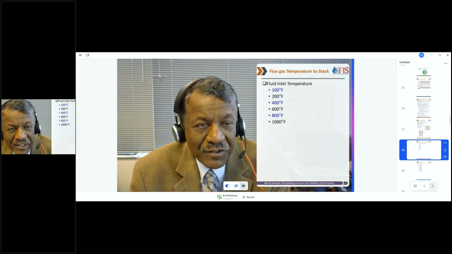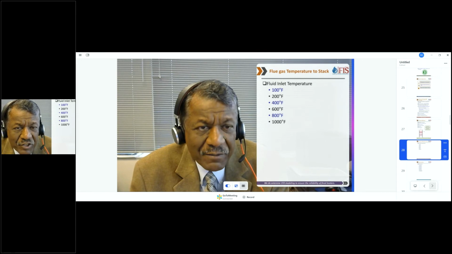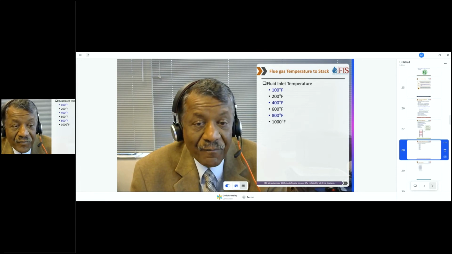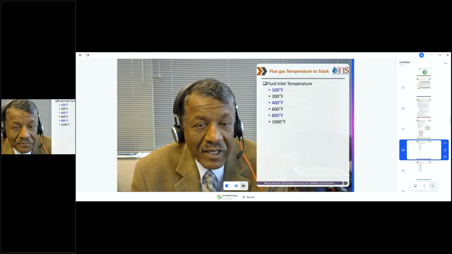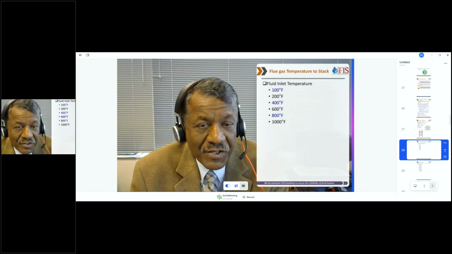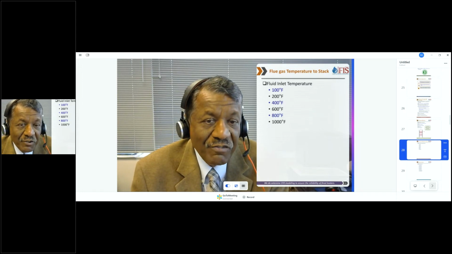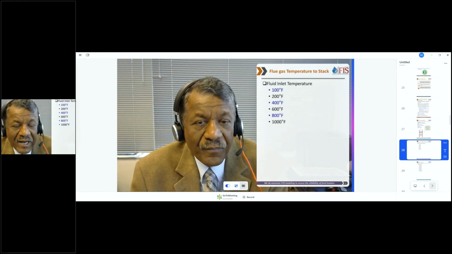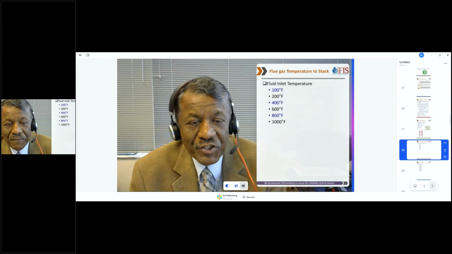And there are some heaters where the inlet temperature could be anywhere between 800 to 1000 degrees, and there we could be thinking about putting waste heat recovery units, waste heat boilers to generate steam. Those heaters are very good candidates for steam generation.